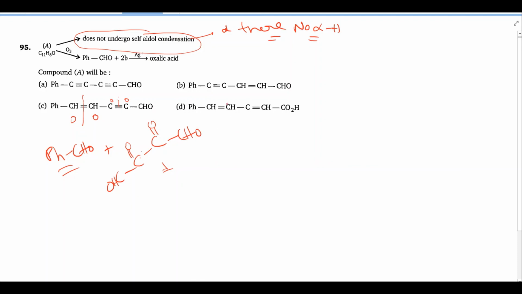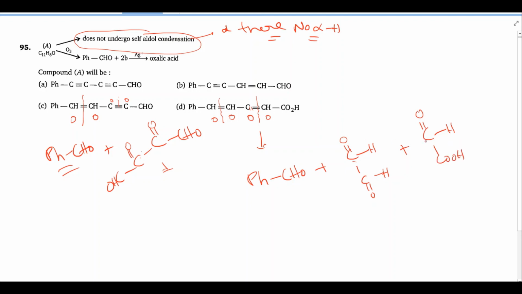Now coming to the D option. So in D option you can take here bond breaking. Here one oxygen, here one more oxygen. So this is a double bond. Bond breaking here, here one oxygen, here hydrogen is there. Then you can tell, so PhCHO, it is matched. Then after that, what is the product? Glyoxal. Okay. So this is CHO, CHO. Then after that, what is the one more byproduct?